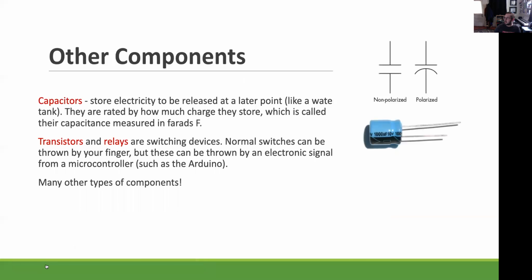Other components, as I talked about a little bit: capacitors store electricity kind of like a water tank, and they can release it at later points. Transistors and relays are kind of switching devices. They can be thrown by your finger, but they can also be controlled by the microcontroller themselves. So there were some switches in the Arduino. Again, we won't really get into that much of it.